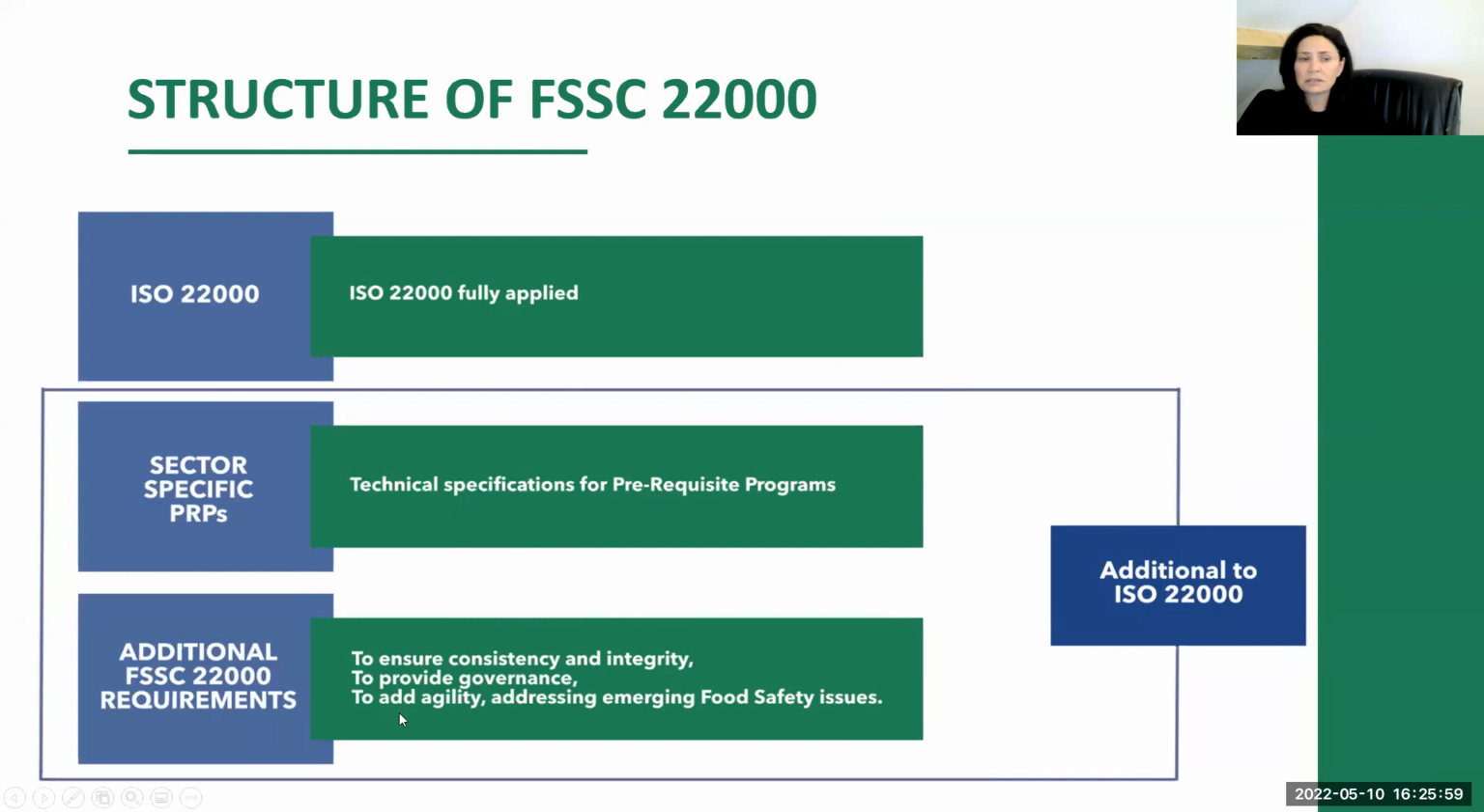The reason for these additional requirements is to ensure consistency and integrity, to provide governance, but it's also a means for us to be agile and to address emerging food safety issues. During the COVID pandemic, not that it's over, but when it was starting and at its peak, it allowed us to introduce new requirements on how to use blended audits and full remote audits. So this is a very valuable tool for us if we need to make changes in the short term.